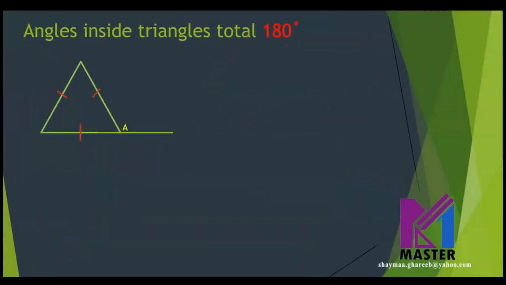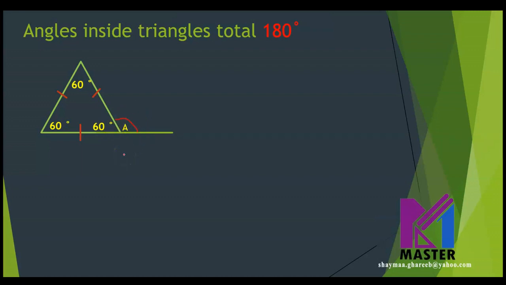Let's see more examples. Look at this drawing here. I have a triangle, as you can see, and this angle, angle A, which is outside the triangle, is called the exterior angle. What do you know about this triangle? As we said before, it's an equilateral triangle, which means each angle equals 60 degrees. Okay, 60, 60, 60.